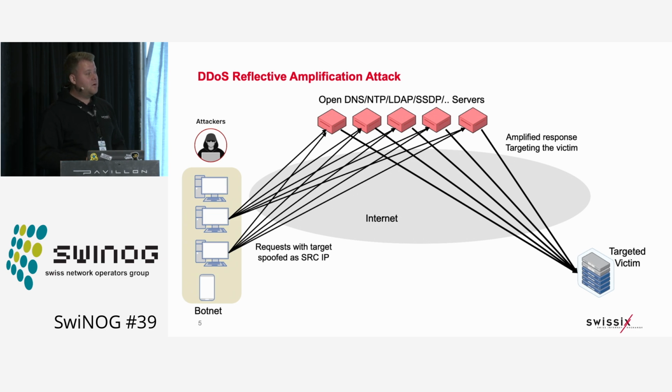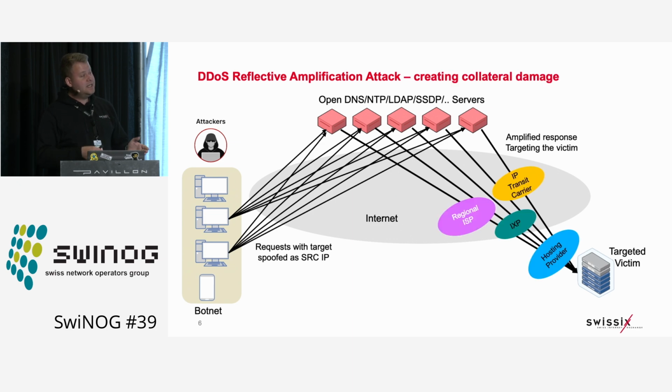As I mentioned before, there are a couple of bystanders who are affected by that as well. So it's not really the victim who is affected here, but perhaps the regional ISP or the IP transit carrier who needs to forward all that traffic towards the targeted victim. Traffic might be passing through different ways. And one of the ways is the IXP as well, which we want to look into more detail today.